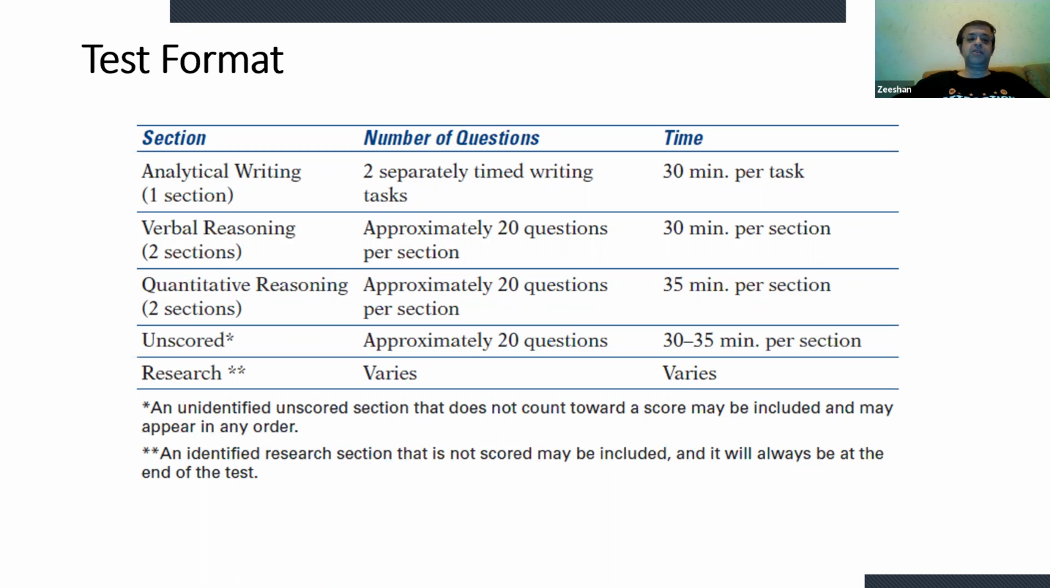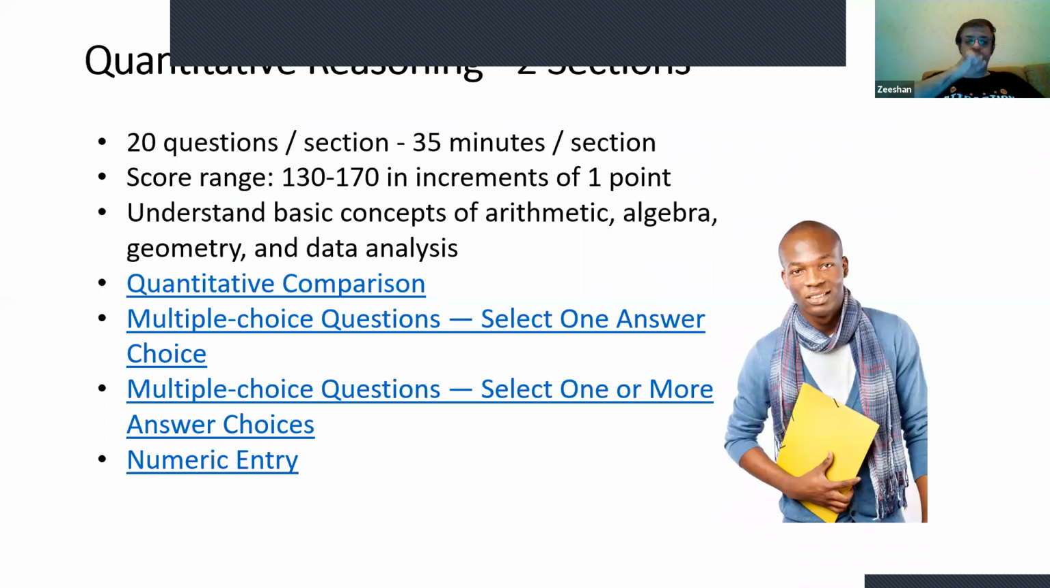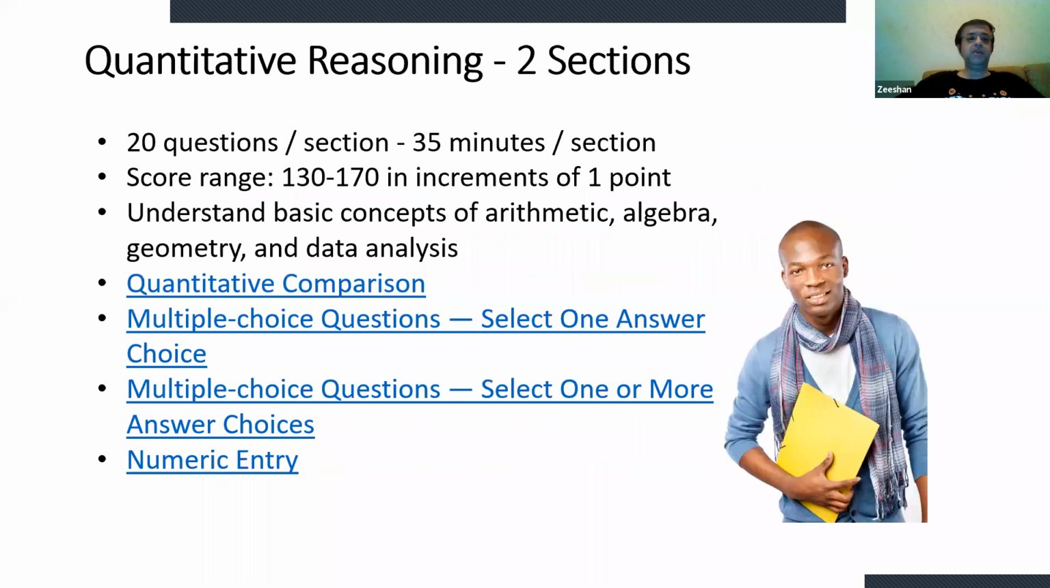Besides that, sometimes ETS also gives a research section that is for their own research purpose. Its number of questions may vary, and the time may vary as well. So this is an identified research section that is not scored, and it may be included. Chances are you may not see that section, but if you do, don't panic. It's an unscored section, just do it.